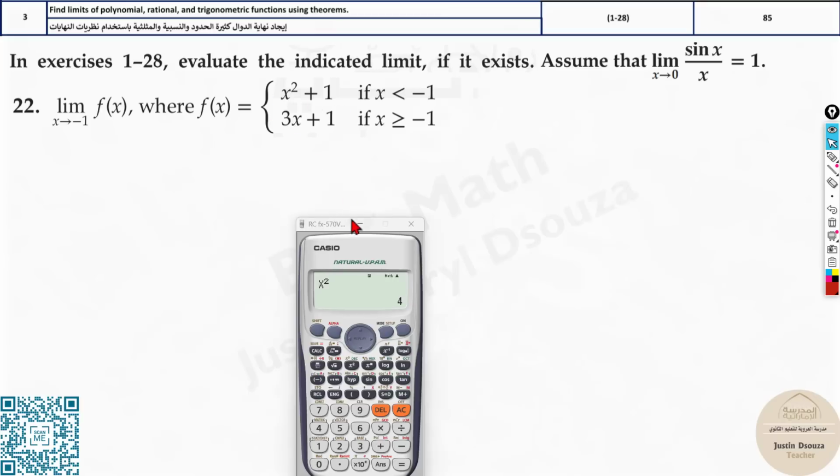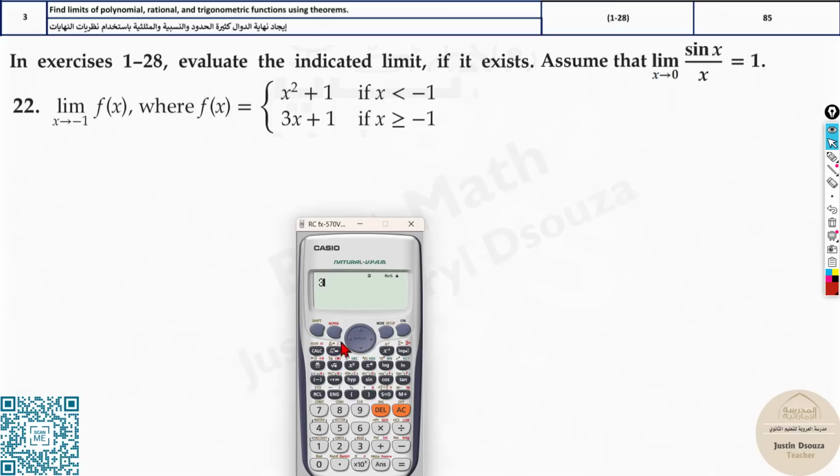Now what about over here? The same thing we do. Let's try this. All you need to do is type in the first equation, x squared plus 1, and calculate at this given value. It's minus 1. Remember that when we calculate x at minus 1, the answer we get is 2. So you should write somewhere over here 2.